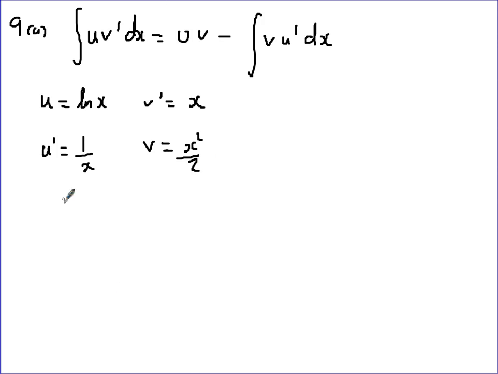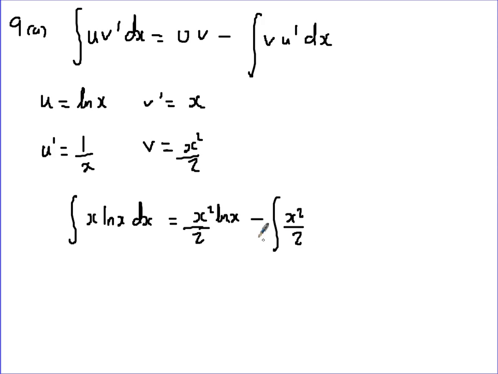We then put that into the integral, so what we're actually trying to find here, the integral of x ln x dx, is the same as saying uv, so it's x squared ln x over 2 minus, and then we've got v, which is x squared over 2 again. This time it's the integral of it times 1 over x dx.